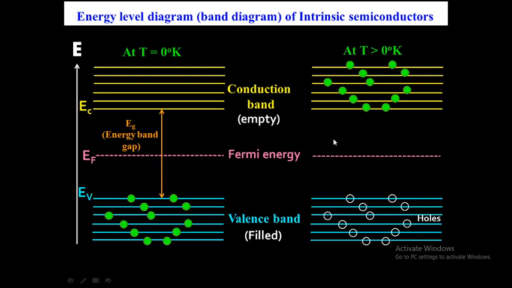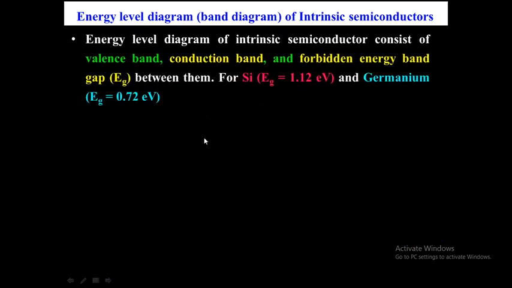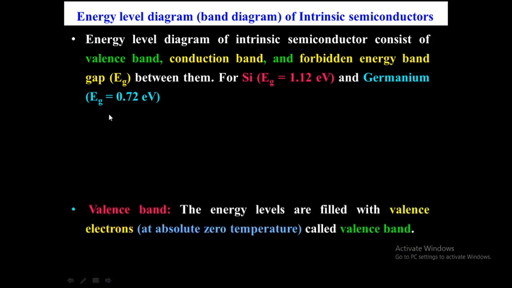Now we will see the description related to this energy level diagram or band diagram of intrinsic semiconductors. The band diagram of an intrinsic semiconductor consists of the valence band, the conduction band, and the energy band gap EG between them. For the well-known intrinsic semiconductor silicon, the energy band gap is 1.12 electron volt, and for germanium it is 0.72 electron volt.